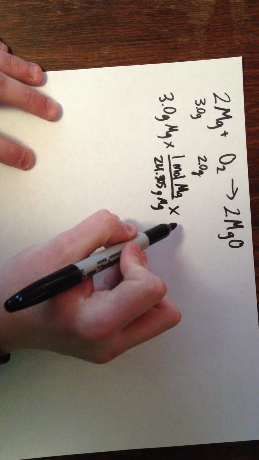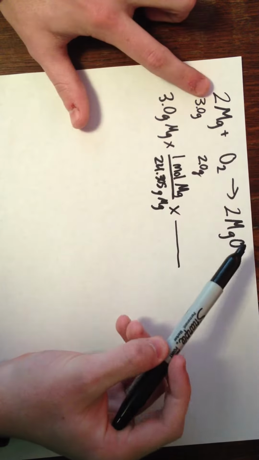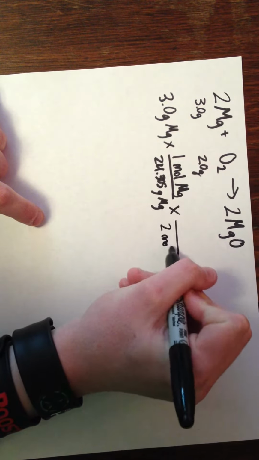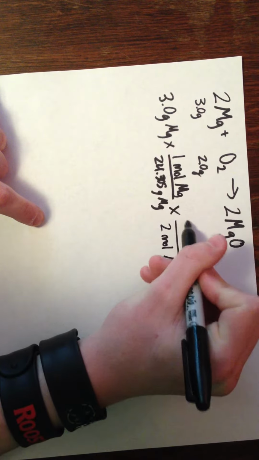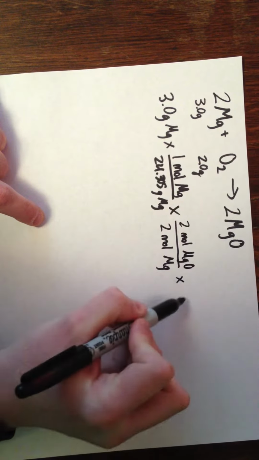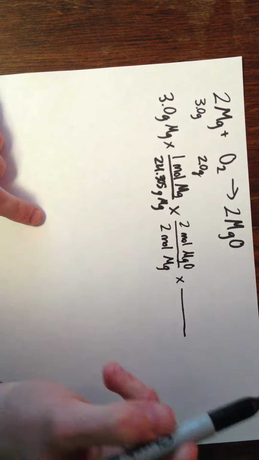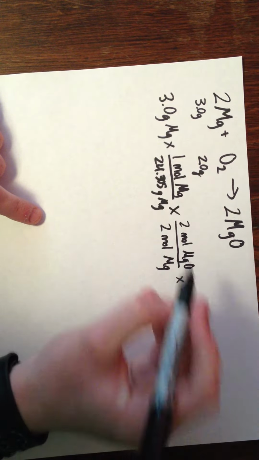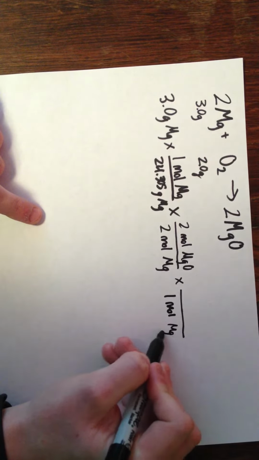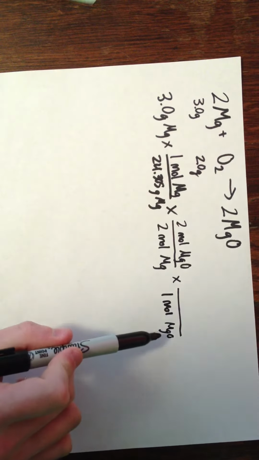And then we look up here for the mole to mole conversion. So we're converting 2 moles of magnesium into 2 moles of magnesium oxide. So that part is pretty simple. You're just doing 2 moles of magnesium, 2 moles of magnesium oxide. And then we have to convert from moles of magnesium to grams of magnesium oxide. So we have 1 mole of magnesium oxide, and we have to find how much 1 mole of this weighs.